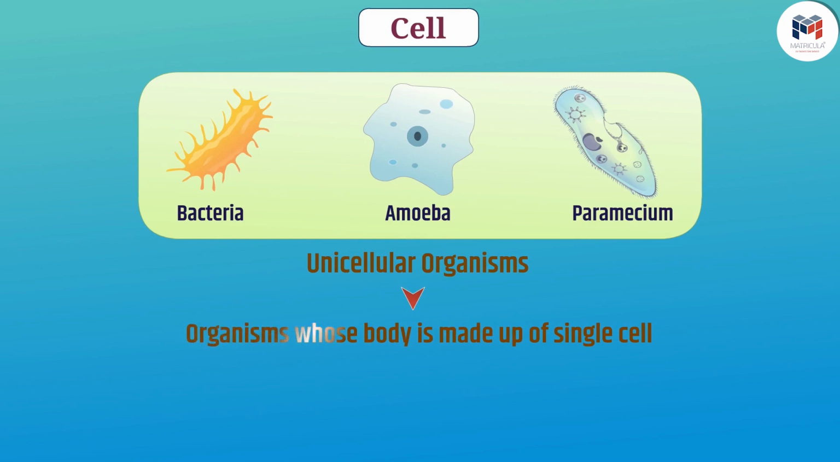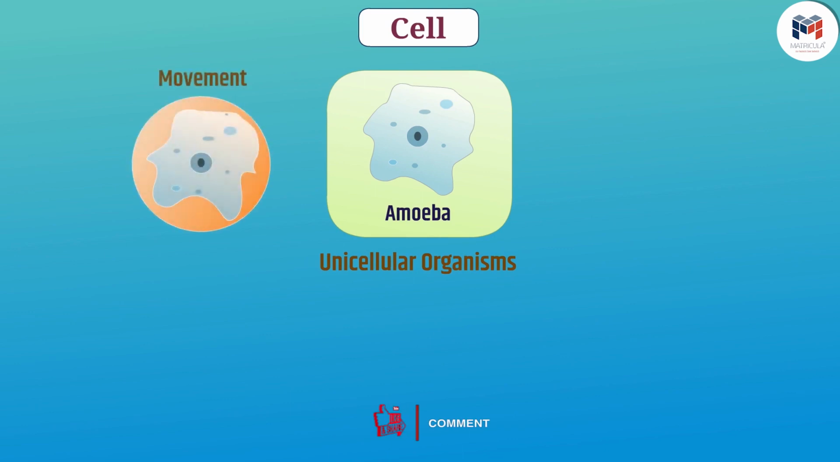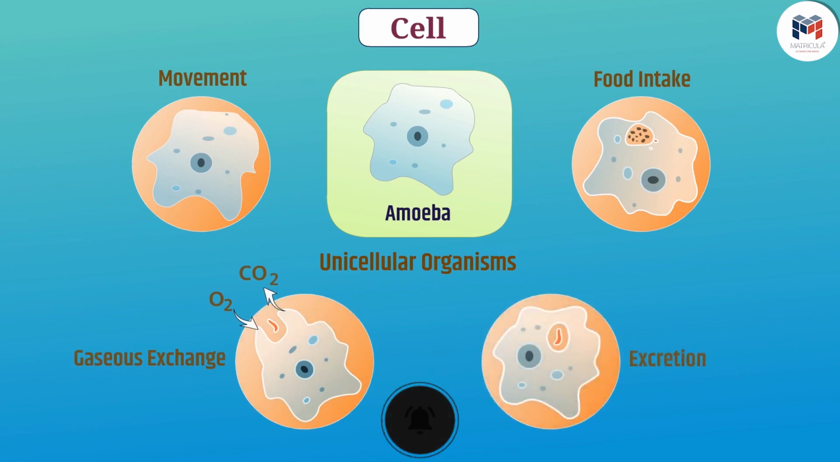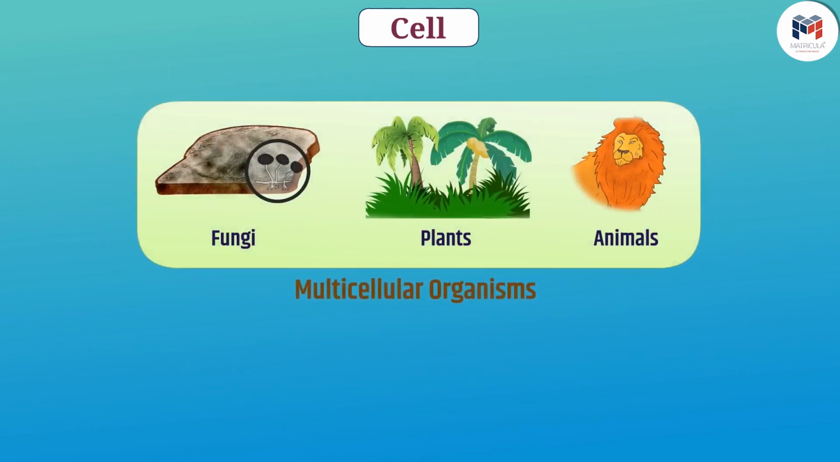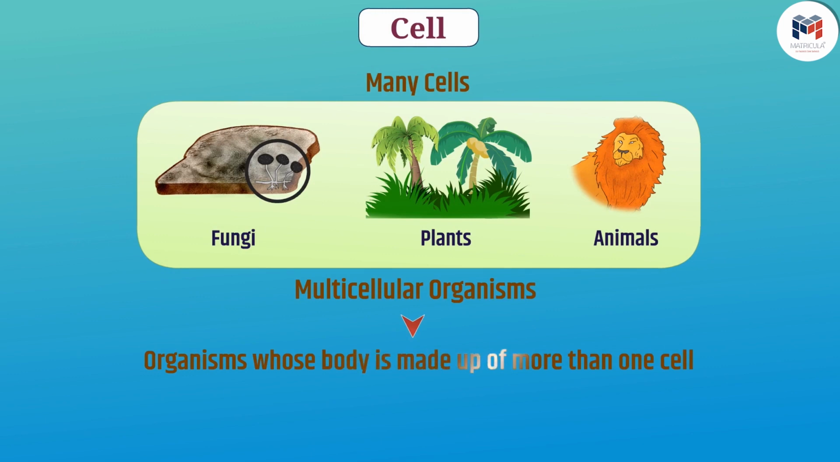Organisms whose body is made up of a single cell are called unicellular organisms. In such organisms, the single cell carries out all fundamental functions like movement, food intake, gaseous exchange, and excretion. And in other organisms, many cells combine to form one organism. Organisms whose body is made up of more than one cell are called multicellular organisms.